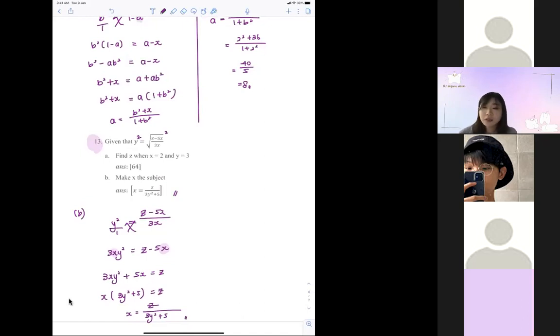Be careful, okay? Identify your subject. If there is a fraction, cross multiply. If there is a square root or cube root, you square both sides or cube both sides.